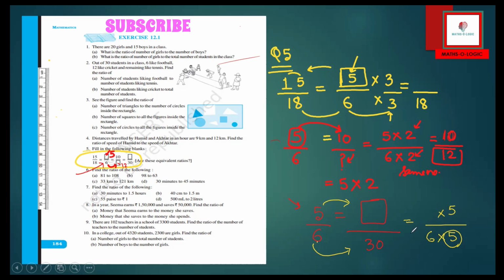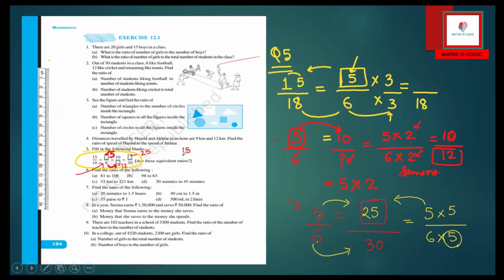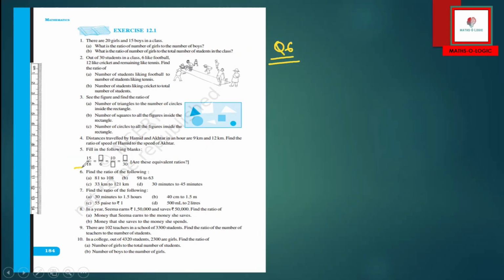सो कैसे, मैंने 6 को 5 से किया तो 5 को भी 5 से करूंगी। So now this will become 25. Okay, so I hope this is clear. Okay, fine. So this is 5/6 and then 10/12 and this becomes 25/30. Okay, so the next question is question number 6.